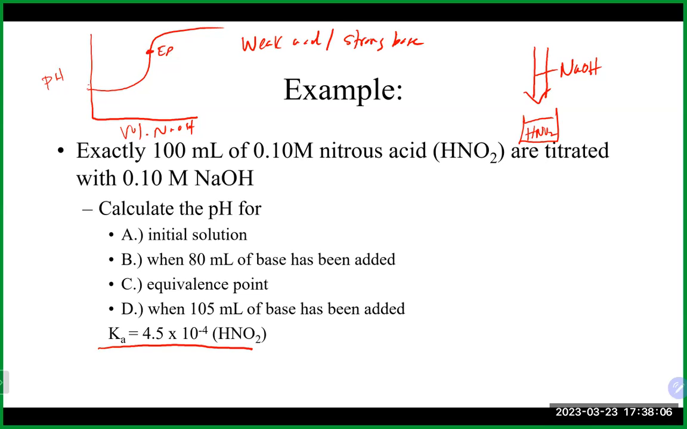So we're going to start with part A of the question, which is, what is the pH of the initial solution before we begin the titration? Here, before we begin the titration, we pretty much have just the weak acid present. Because it's a weak acid and we want to figure out the pH, we will do a weak acid problem in this case. So at part A here, we have 100 milliliters of 0.1 molar nitrous acid.